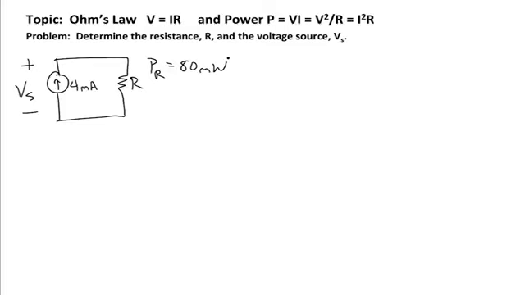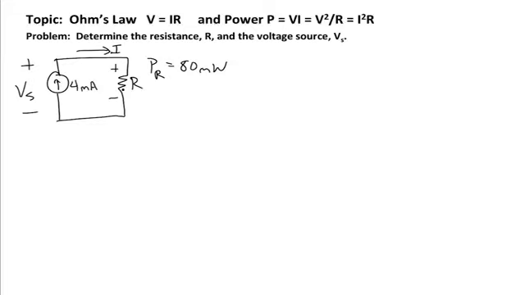In the passive sign convention, the current is assumed to enter the positive side of the voltage polarity across the element. So if we assign the current to go clockwise around this single loop circuit, then the voltage drop across the resistor, V sub R, is going to be as shown in the circuit now. And ultimately, we're going to decide what the resistance is and what the voltage source V sub S is.